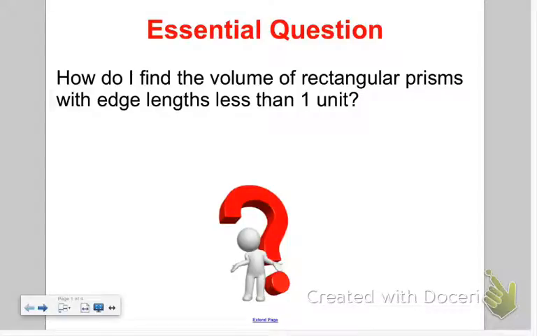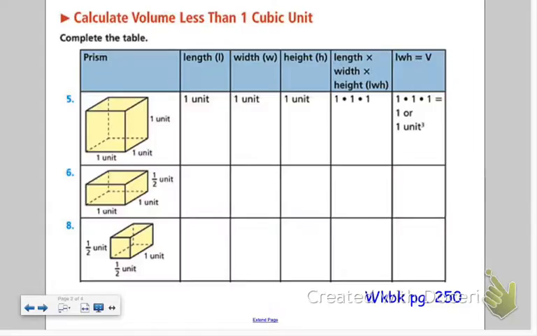In lesson 6.2, we're going to find the volume of rectangular prisms, but with edge lengths that are less than 1 unit. I want you to take a look at workbook page 250. On this page, you're going to see a table very similar to this, and we're going to do some together, and then you can do the rest on your own. Number 5 is already done for you.